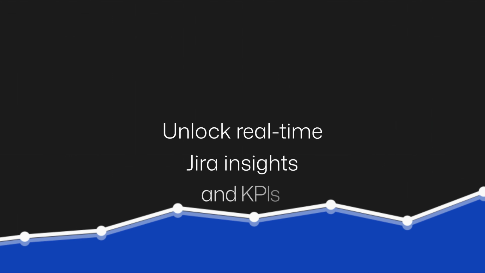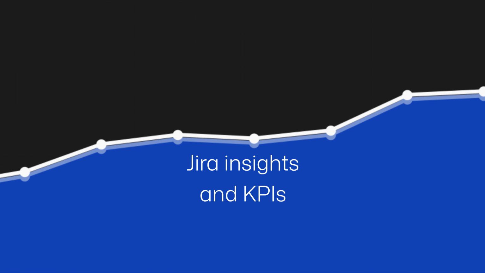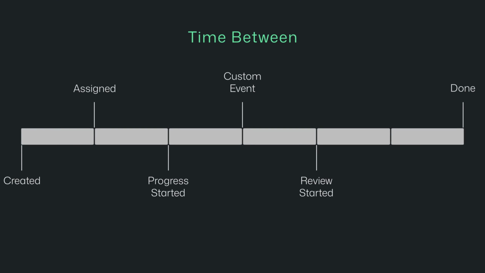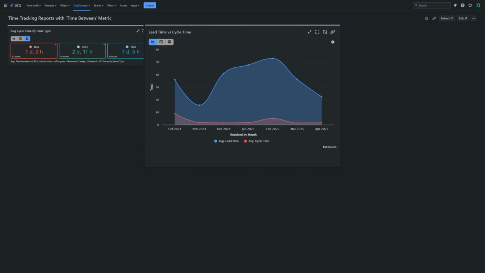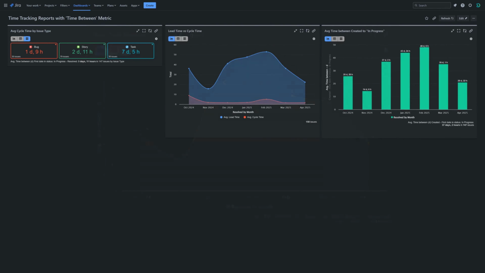Hello Jira users. In this tutorial, we'll walk you through setting up a time tracking dashboard in Jira, using the time between metric from the Performance Objectives app. We'll cover 6 reports to help you gain insights into the duration of different stages of your project.